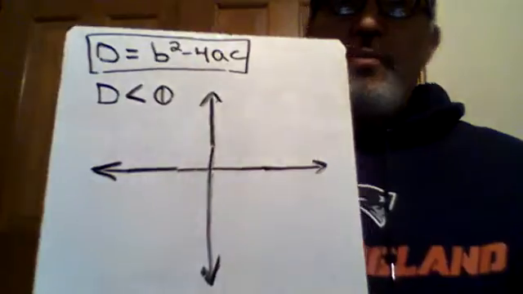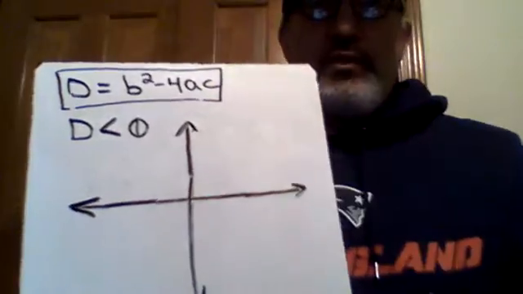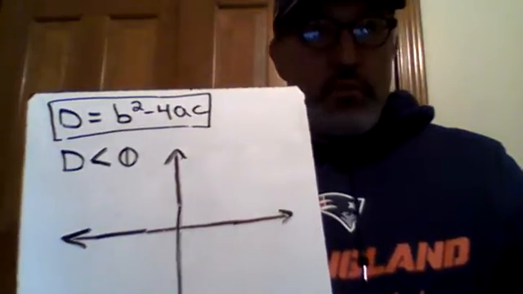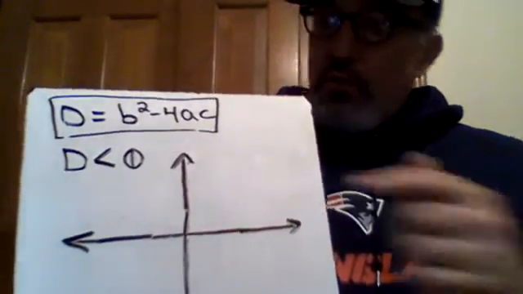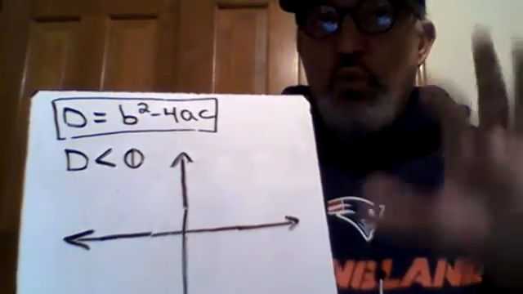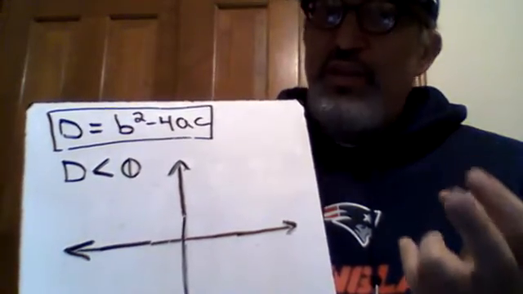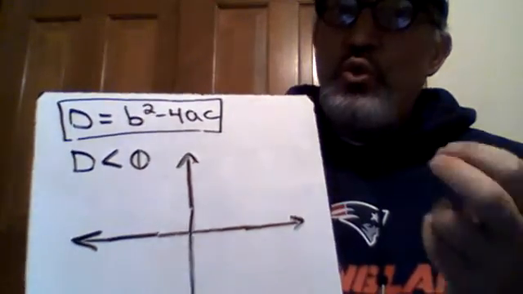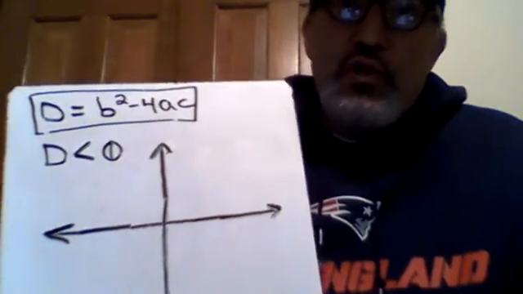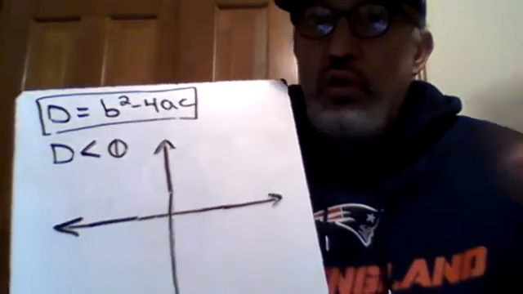And finally, what if the discriminant is less than 0 or negative? That would give us a negative number inside the square root sign in the quadratic formula. Well, the square root of a negative number is not real. So when the discriminant is less than 0, the function has no real roots or real zeros. It does have, because of the fundamental theorem of algebra, two roots or two solutions that cause the function to equal 0, but those two solutions are not real numbers.